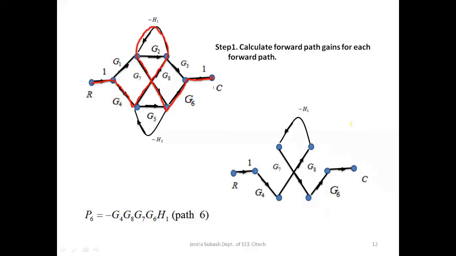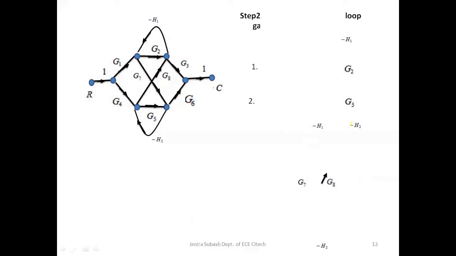Moving on to step 2, we have to calculate all the individual loop gains. First, we have to identify all possible loops in the signal flow graph. Then we have to calculate the loop gain. We know the definition of a loop, that is, it has to start from one node and again end up in the same node.